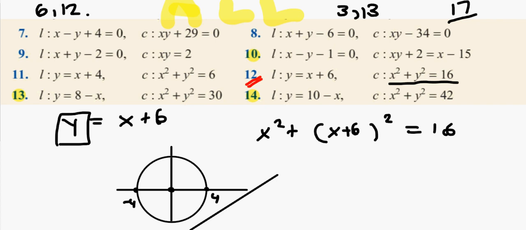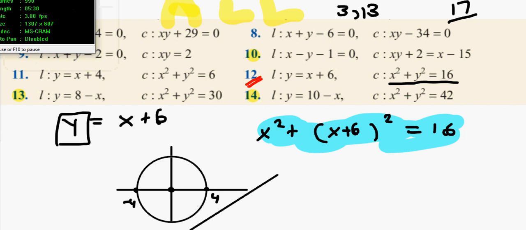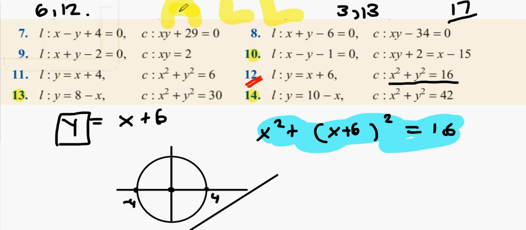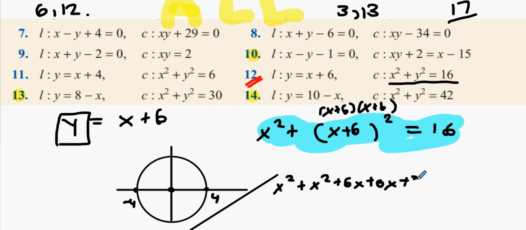Off you go. You got to finish off the blue part, Carmick, okay? We'll find out. So, it's x plus 6 by x plus 6, which is x squared plus 6x plus 6x plus, and then bring the 16 out the other side.